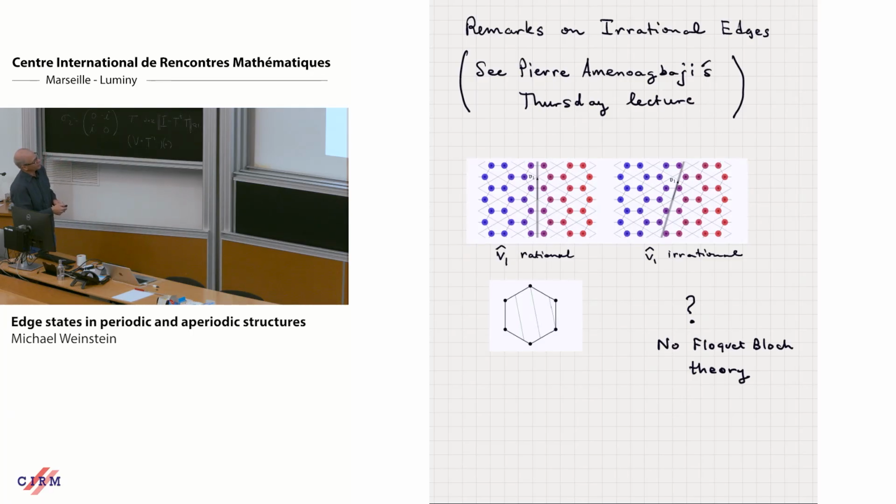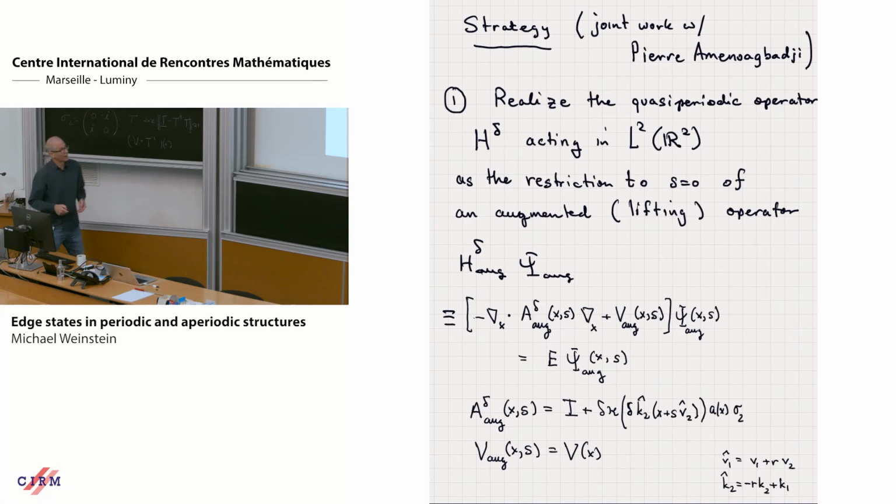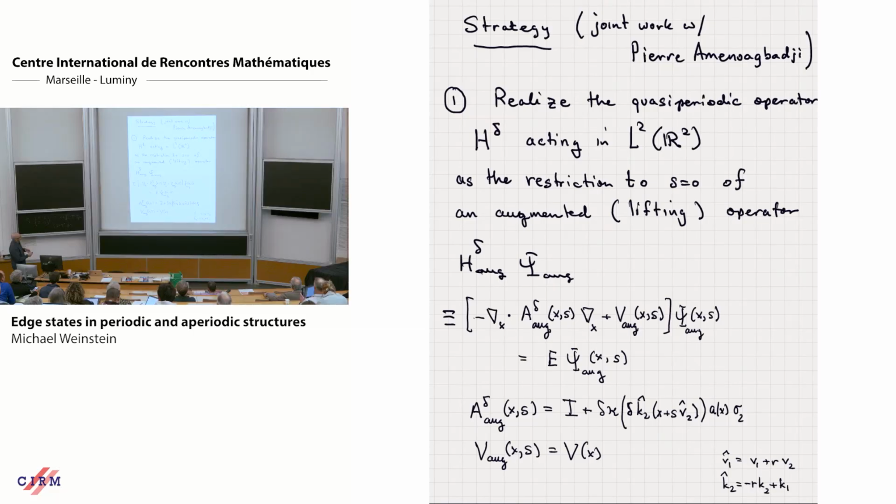So remember, in the rational case, I have to integrate along these quasi-momentum lines for a rational edge. But there's no Bloch theory in this case. So what do I do in the irrational case? The strategy, going back to Pierre's earlier work, is to realize the quasi-periodic operator acting on L2 as the restriction of some lifted operator, some augmented operator. So here is the augmented operator.